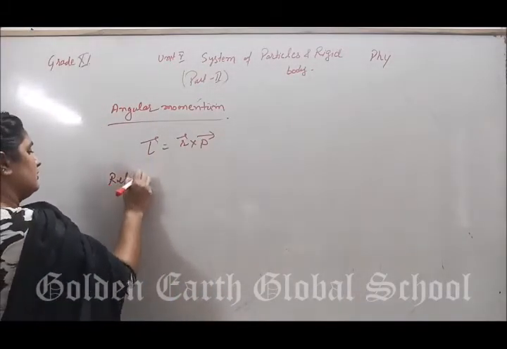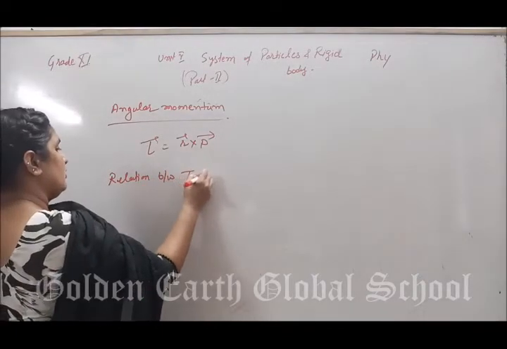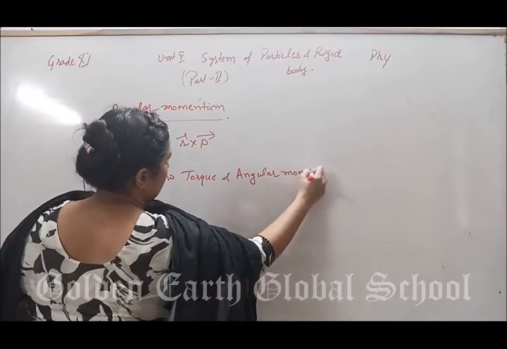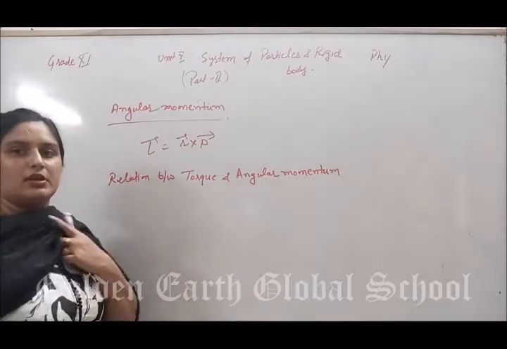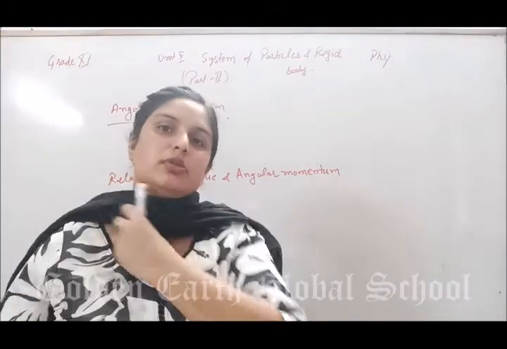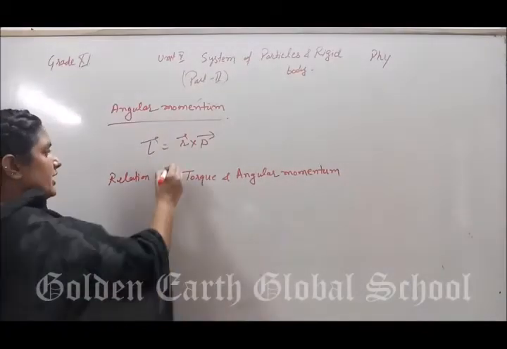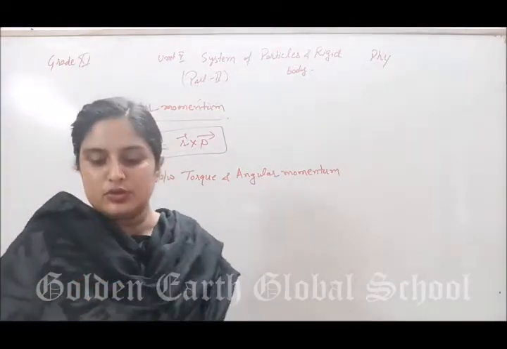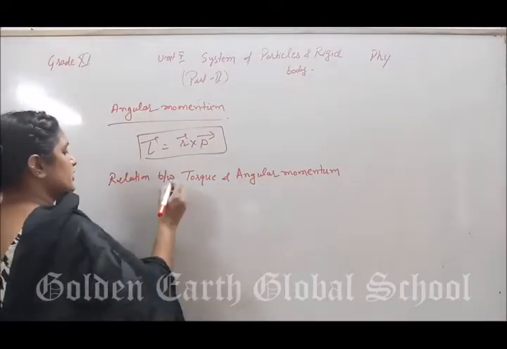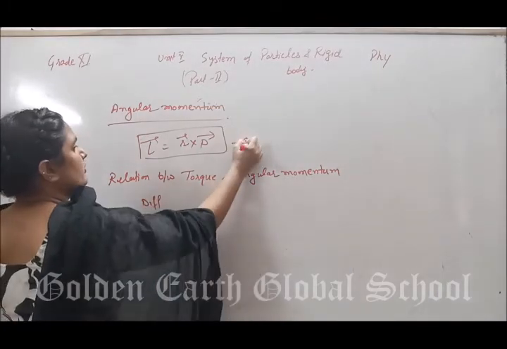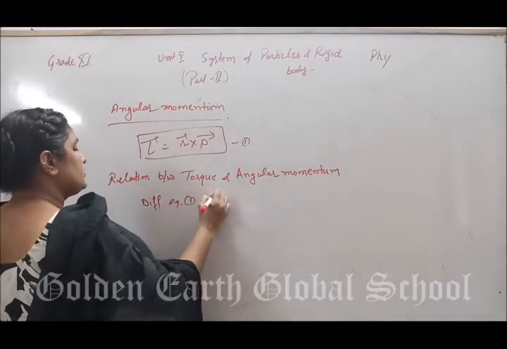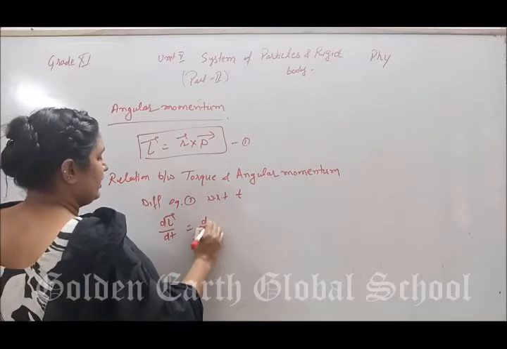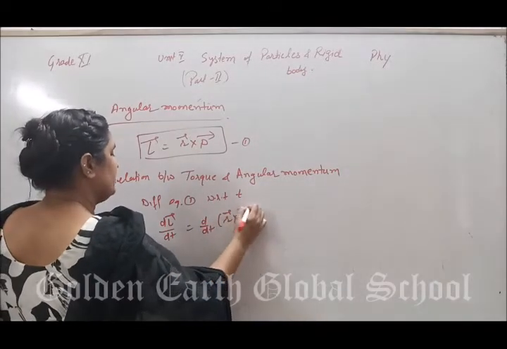The next one is that we have to find the relation between torque and angular momentum. Now we know that L is equal to R cross P. This is given here. Now I am going to differentiate this equation with respect to time on both sides. Differentiating equation 1 with respect to time t, you will get dL by dt, that is equal to d by dt of R cross P vector.